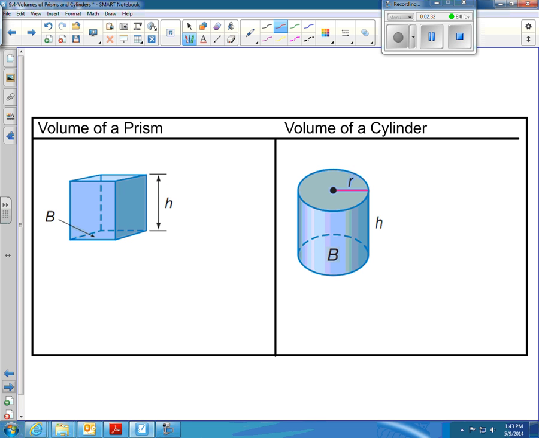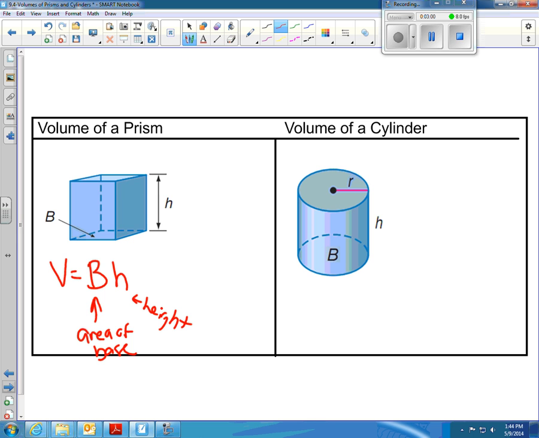Let's talk about volumes of a prism. It's actually going to be just the area of the base times height. So this is the area of the base, and this is our height. In a rectangular prism, it's length times width times height.